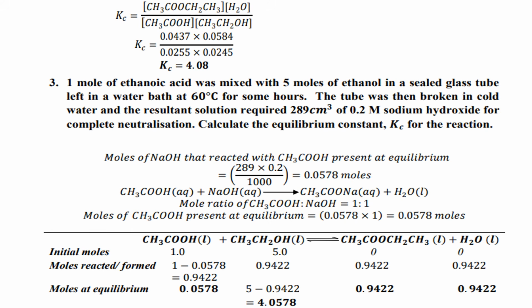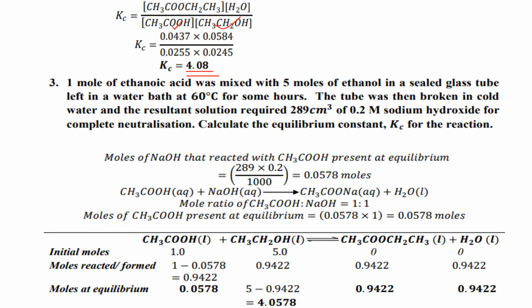You get concentration by getting the number of moles divided by the specified volume. So Kc for that reaction is going to be equal to the product of the molar concentrations of our products, which are ethyl ethanoate and water, divided by the product of the molar concentrations of our reactants, which are ethanoic acid and ethanol. So substituting for them, here we use moles at equilibrium: 0.0437 multiplied by 0.0584, and everything divided by 0.0255 multiplied by 0.0245. And then you get your equilibrium constant Kc as 4.08. So that was your answer.